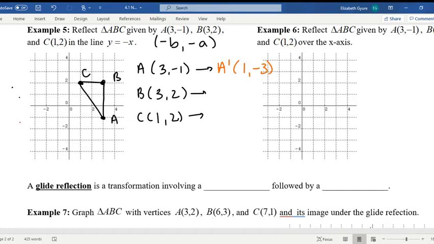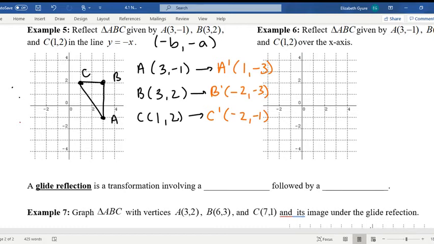So if B is 3, 2, Kaden, what would B need to become? Well, you do switch the signs and then you also have to flip them around. Yeah, -2, -3. And then if C is 1, 2, Abby, what do you think C prime would become? Right, -2, -1. And then we can just plot these.